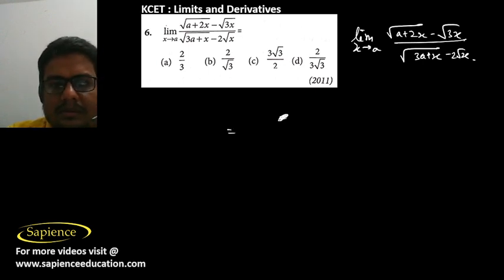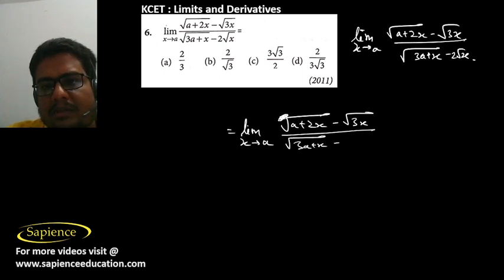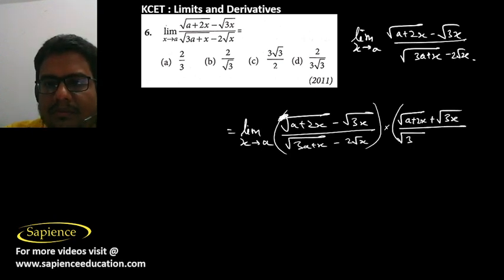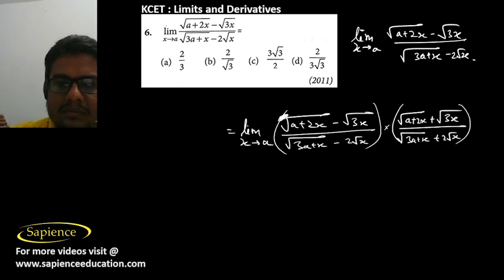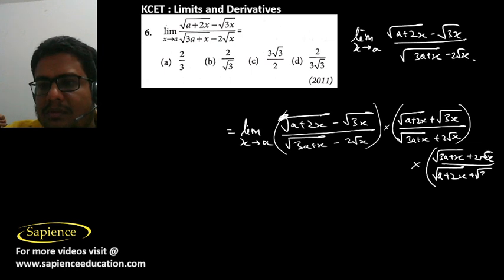So here we can rationalize this. So this will be limit x tends to a, root over a plus 2x minus root over 3x, by root over 3a plus x minus 2 root x, into we can multiply with the conjugate. This will be root over a plus 2x plus root over 3x, divided by root over 3a plus x plus 2 root x. But this is not there, that is why we have to multiply it also. So this is root over 3a plus x plus 2 root x by root over a plus 2x plus root over 3x.